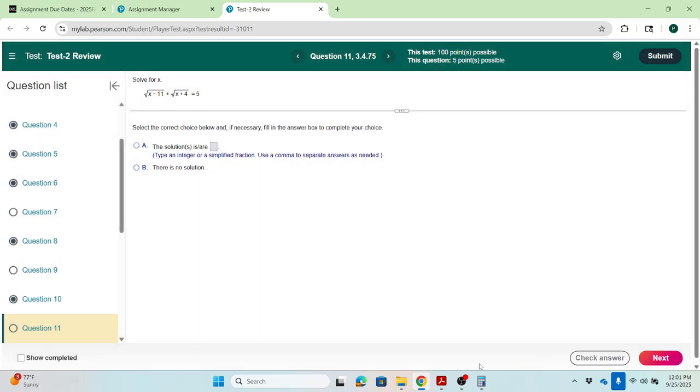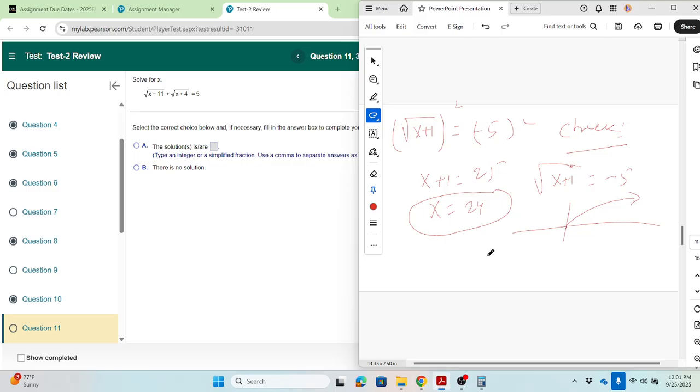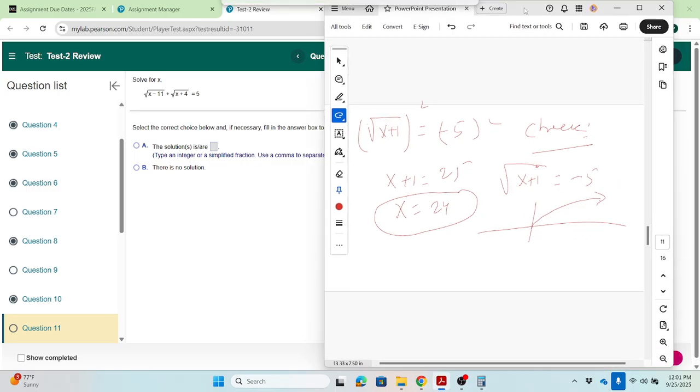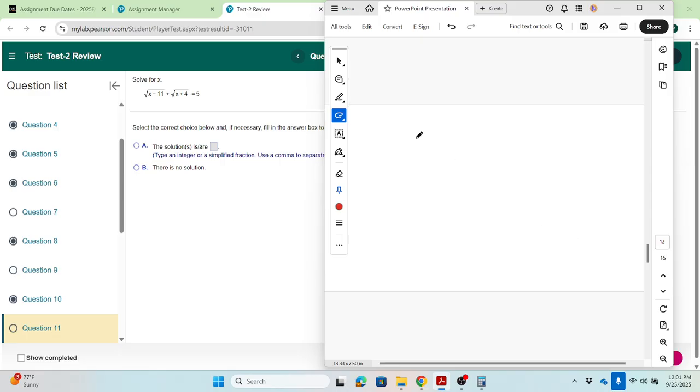Now this time there are two radical signs. So if you have two radical signs, what do you do? You keep one radical sign on one side, which is x minus 11. I'm going to keep it on the left side, and I'm going to bring this to the other side. So that will be 5 minus square root of x plus 4. Now you have to square to get rid of this radical sign.